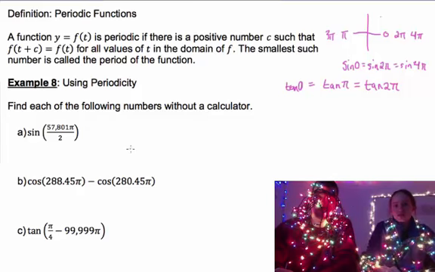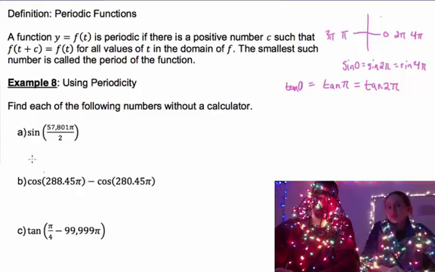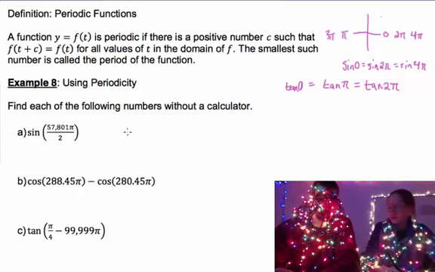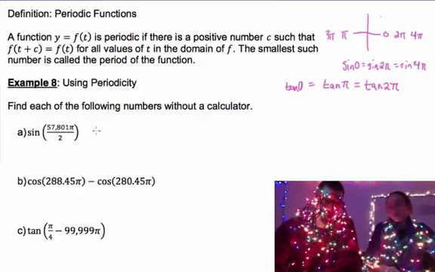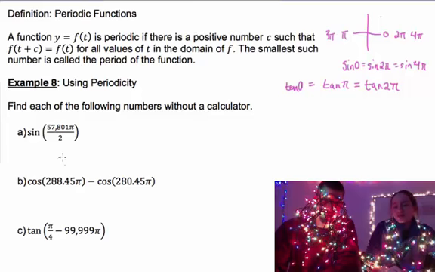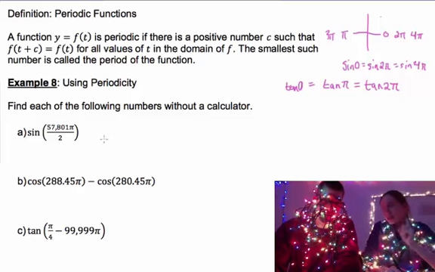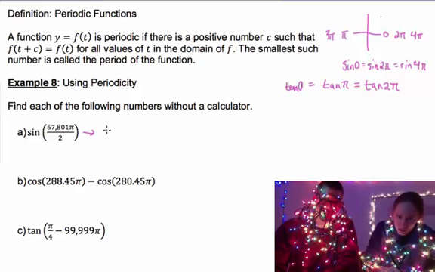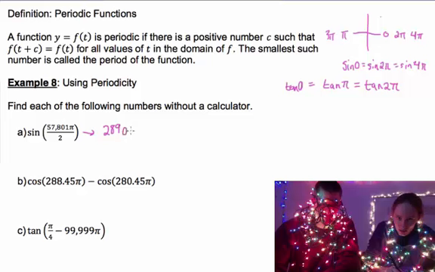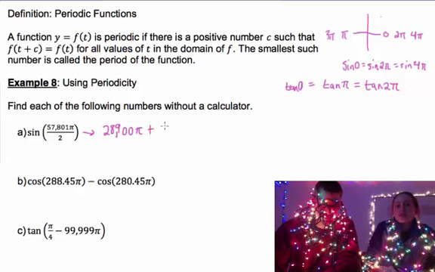So let's use this idea of periodicity to find each of the following numbers without a calculator. Look at that: 57,801 pi over 2. That's a lot of pies. What if we made this into a mixed number real quick? All right, so 2 with the 1 left over, 8 with the 1 left over, 9, nothing left over, 0, 1 left over. 28,900 pies plus a half pi.